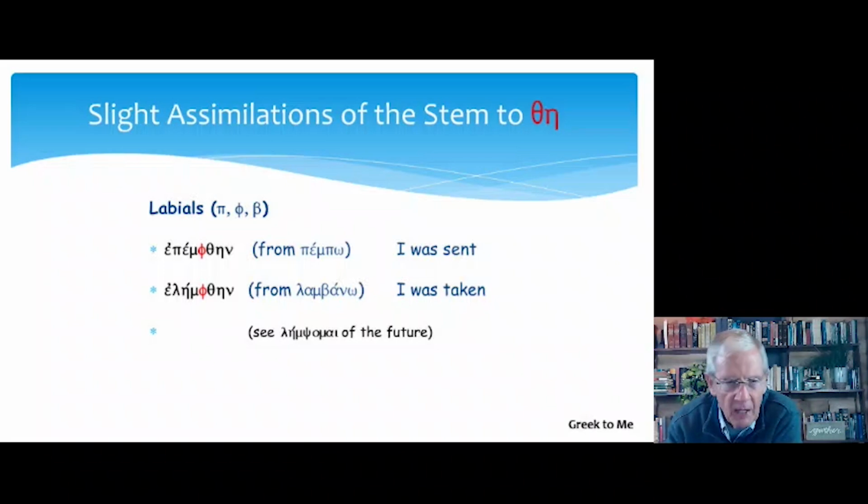Elemphthane, this is from lambano, and we've seen some of the irregular forms of lambano, particularly in the future and then the perfect. So here we have the merging together of the labial with the theta. So this is elemphthane, first aorist passive indicative, first singular. I was taken or I was received.